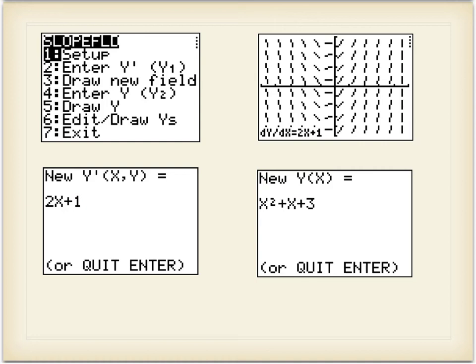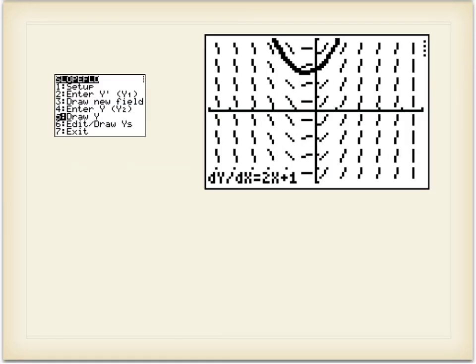Then if you hit enter, it'll probably take you back to the main menu, and then you want to select number 5, which is to draw y. And that's what I showed here, I guess. And sure enough, it's the same slope field, but look at what is drawn. Now the y in this case is the original function. As you might guess, it would be a parabola because it does have an x squared.